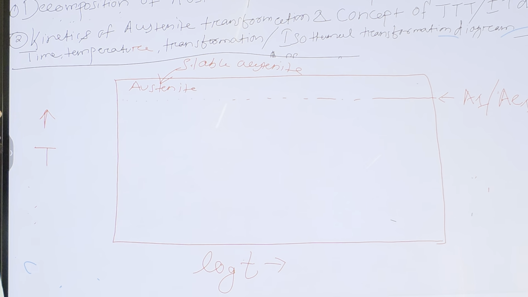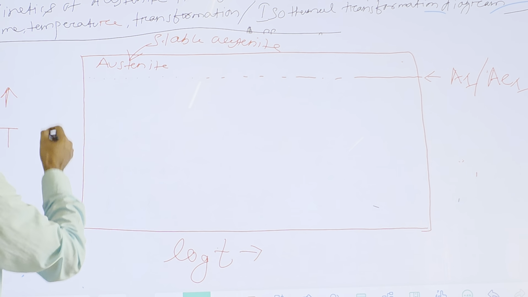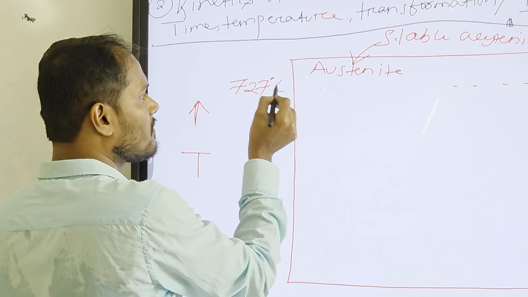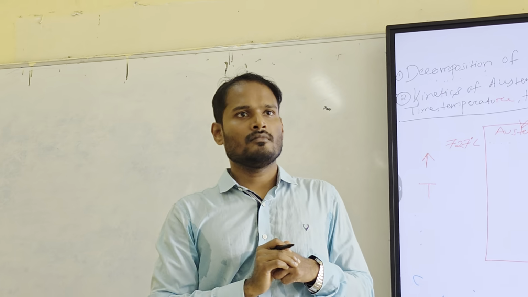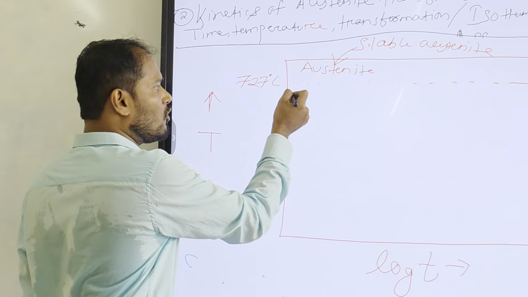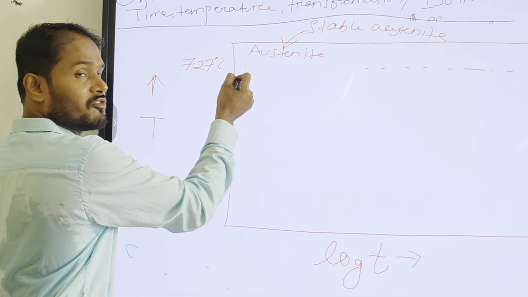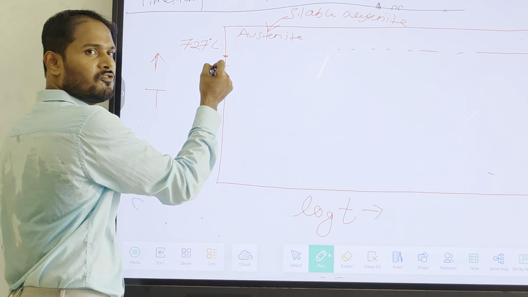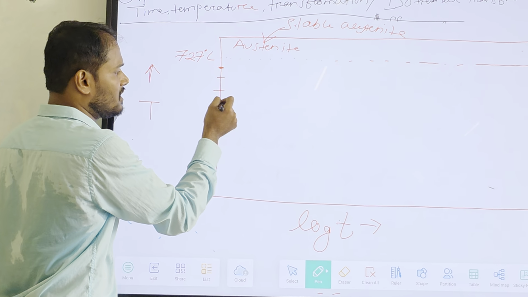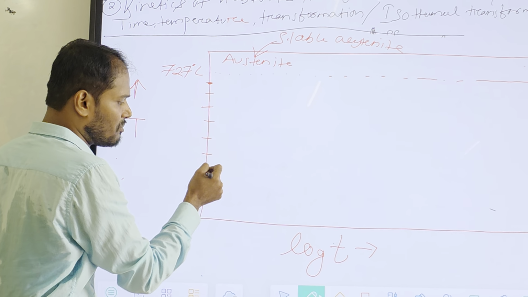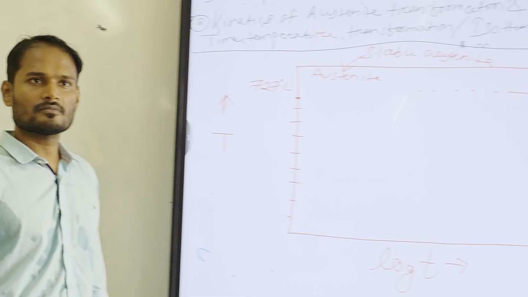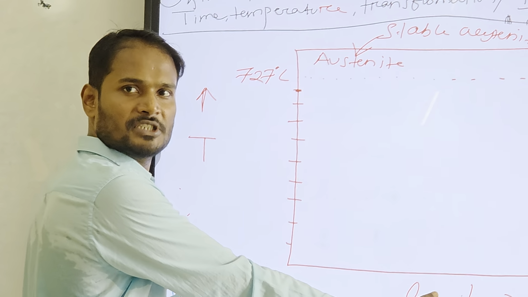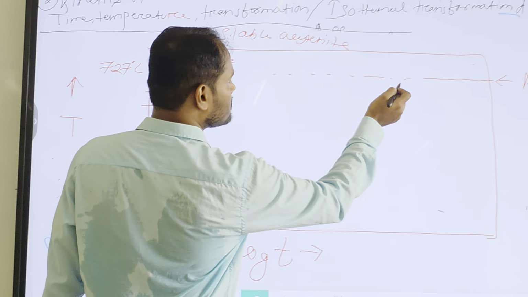Then now just imagine this is how much temperature you remember? 27 degree. And you want to hold at 700. This is 700 for example. Then 650. Then for example 600. Then like this you are choosing different temperatures. Okay. The moment you allow the time for the transformation, the curve will be like this actually. See?